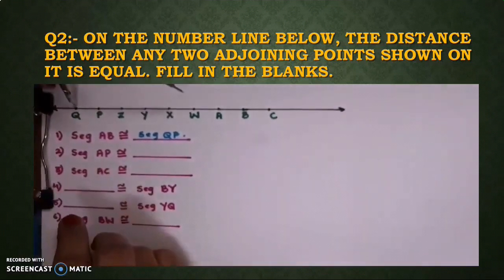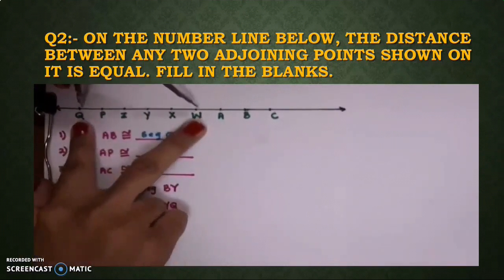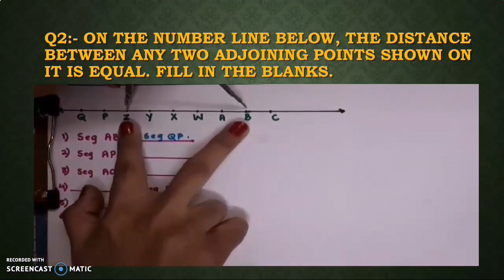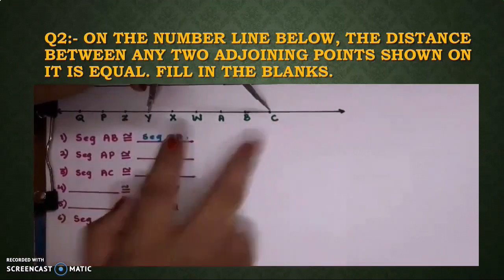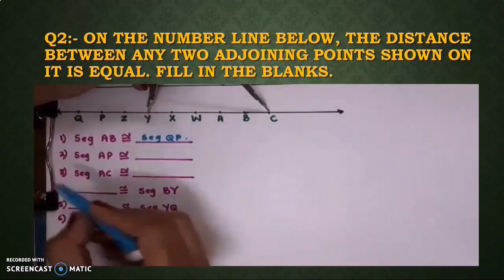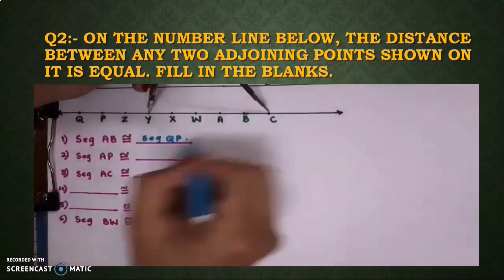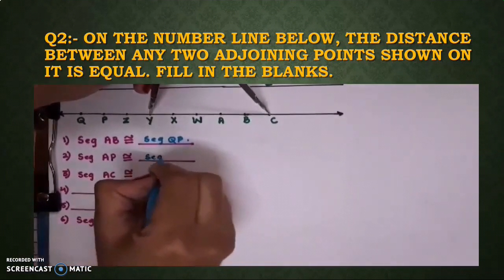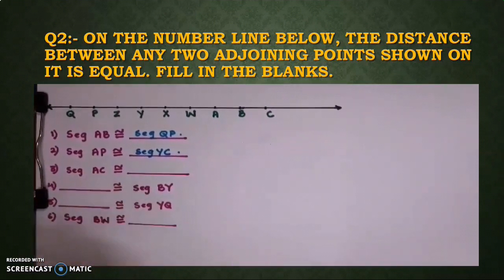So how many possible names did we get? First name we got QW. Second name we got ZB. And third name we got YC. So you have to write any one name. So now I am writing segment YC. So which segment is congruent with AP? So I am writing segment YC. Now next one is segment AC.